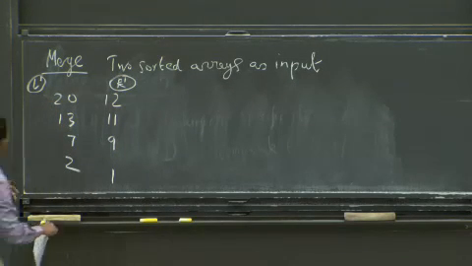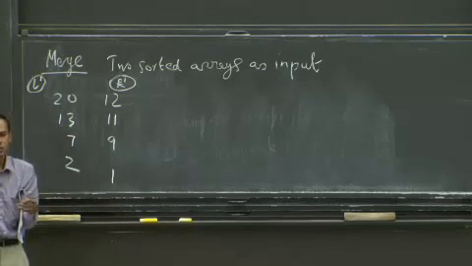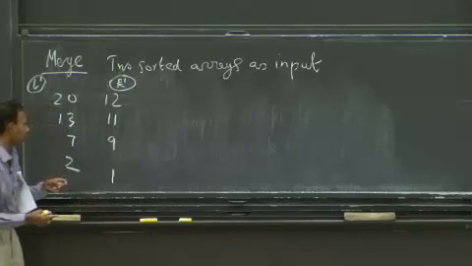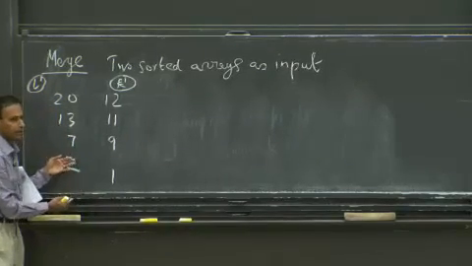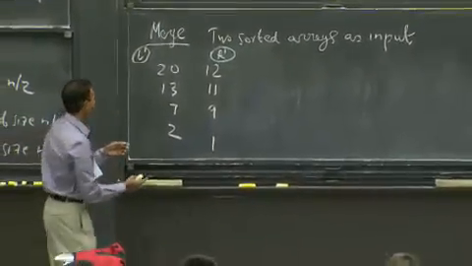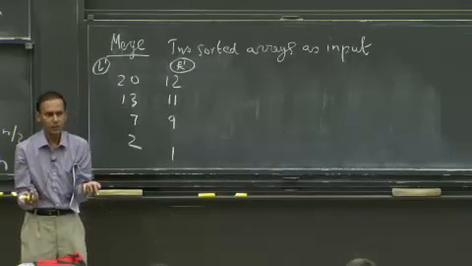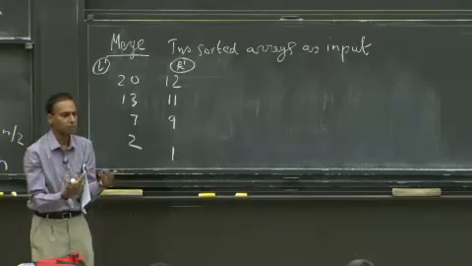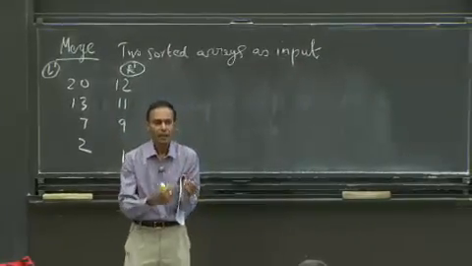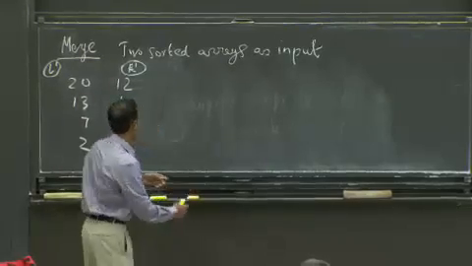What you have is what we call a two-finger algorithm. You've got two fingers, and each of them points to something. My left finger is pointing to some element in L prime, and my right finger is pointing to some element in R prime. I'm going to compare the two elements that my fingers are pointing to, choose the smaller of those elements, and put it into the sorted array.